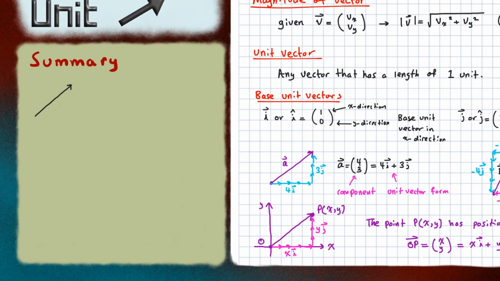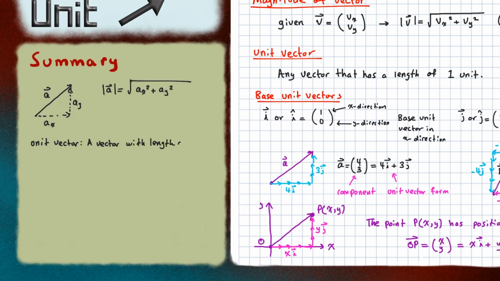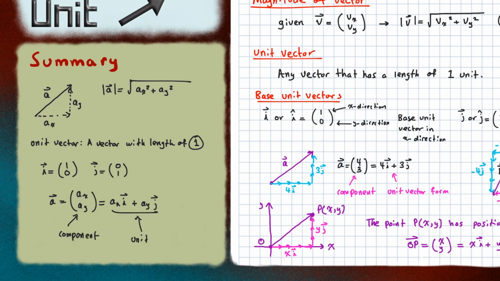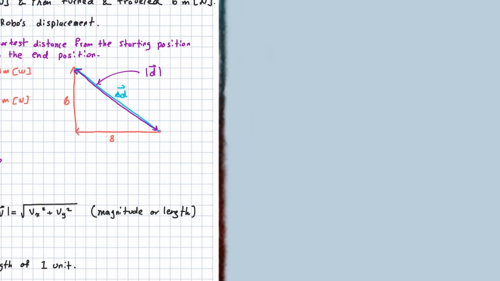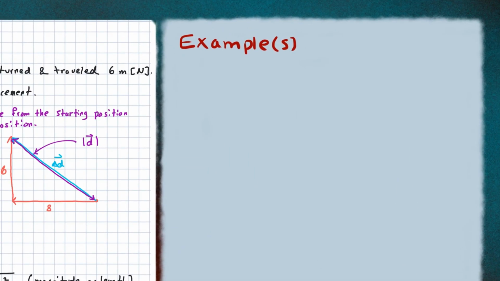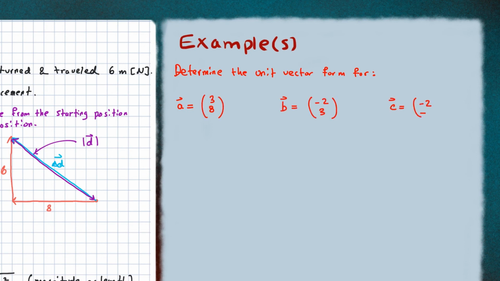So in this lesson, we've talked about magnitude of the vector, unit vectors, and base unit vectors, and how to write vectors between component form and unit vector form. Now we're going to look at 3 examples. In the first example, we want to determine the unit vector form for the following. Vector A is (3, 8), B is (-2, 3), and C is (-2, -2).